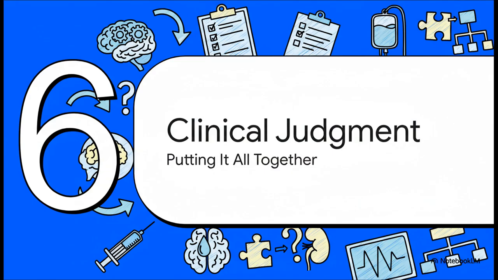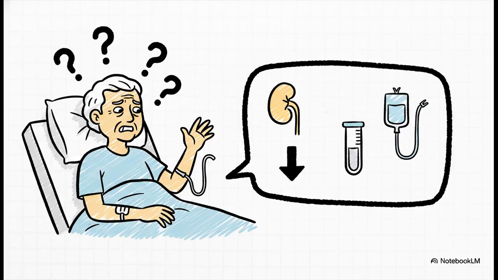Wow, we have covered a ton of ground. Now it's time to put it all together and use our clinical judgment, just like you're going to have to on the next-gen NCLEX. Okay, here's the scenario. You have a 78-year-old patient with SIADH, so we know why they have hyponatremia. Their sodium is 121, so it's in that severe range.